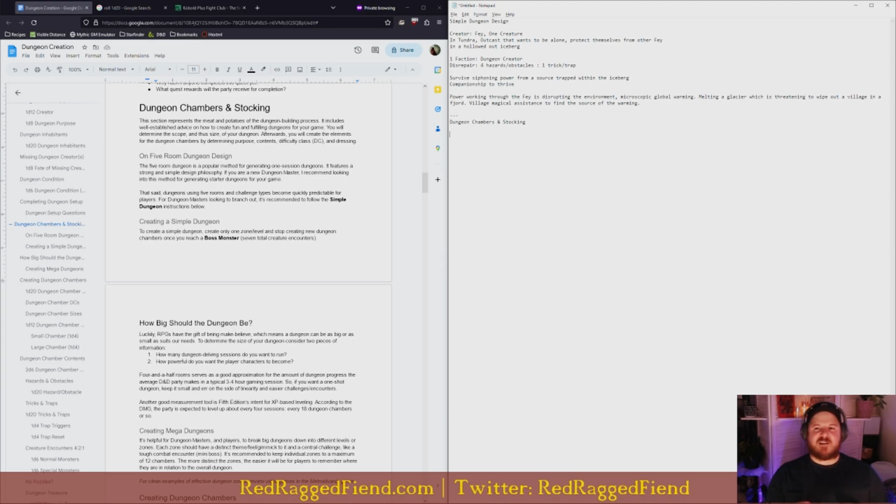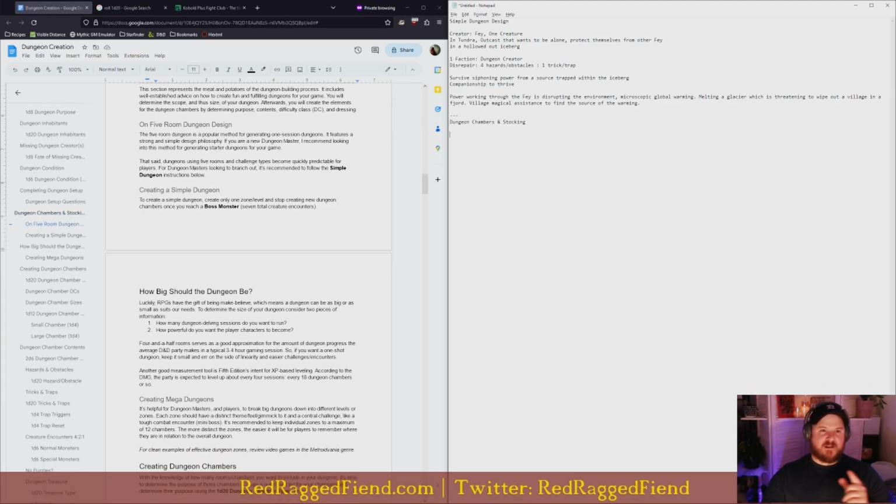What they're not useful for is if you continue to use them over and over again, people pick up on the formula very quickly, especially players. So it's something you don't always want to do, but if you're new and you're trying to figure out how dungeons work and how to put them together, I'd definitely say check out the 5-room dungeon design. I mean, you can find it; it's plastered all over the internet.